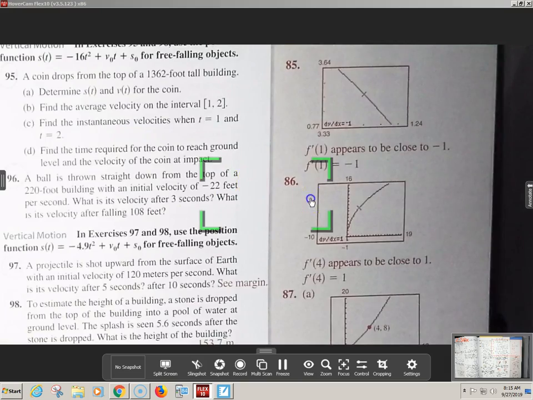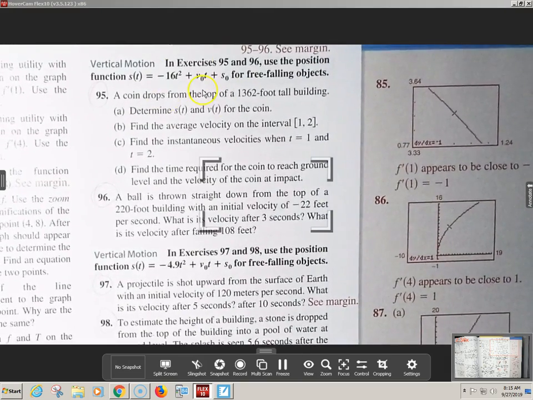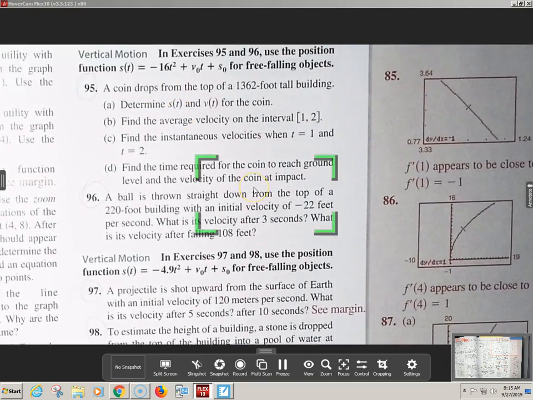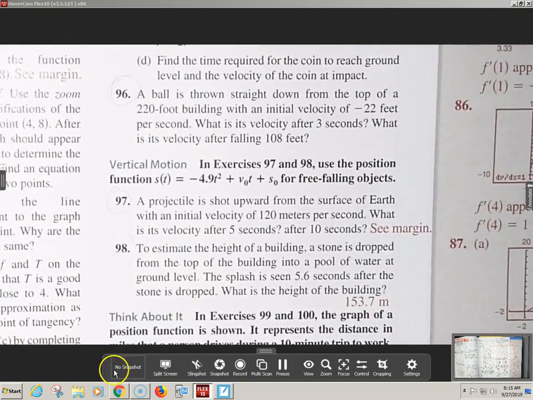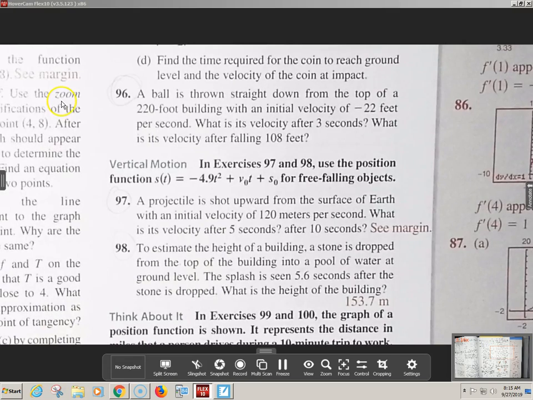For number 96, remember that you had to use that equation up above. I don't need to take a picture of it because I kind of have it memorized. It came from physics stuff, but anyway, we need to use that or else you're going to be stuck. But number 96, a ball is thrown straight down, not dropped.